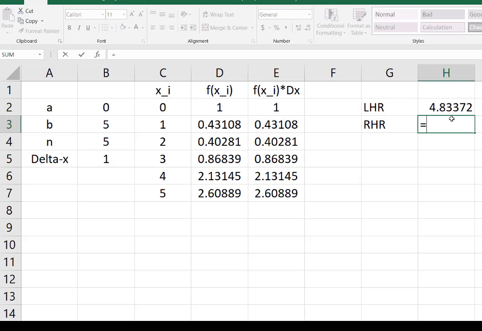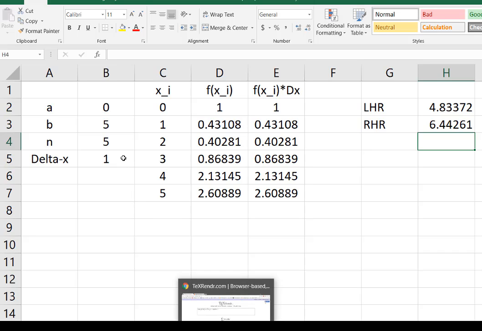So I'm going to go grab those, and there we have it. So the left-hand approximation to this integral we're looking at is about 4.8. The right-hand estimate is 6.4. Left hand is probably underestimating, right hand is overestimating.